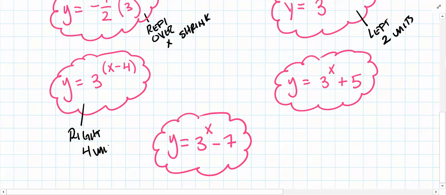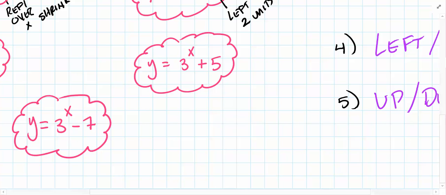Awesome. And then what about this one over here? Move down 7. Oh, no, oops. Move up 5 units. Good. What about this one over here? Down 7 units. Okay, you guys got this pretty darn good.